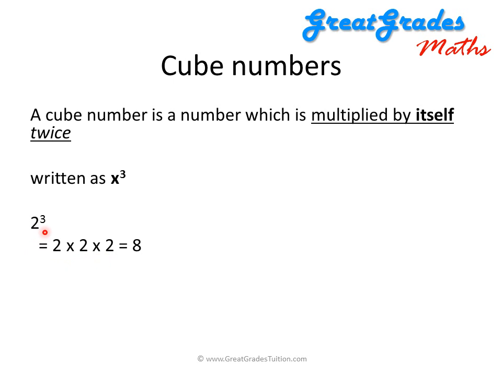So notice that the 3 in front of the 2, the cubed part, again tells us how many times the 2 appears in the calculation. So we have 2 times 2, which is 4, times 2 is 8. But how would we write out, for instance, 4 cubed? Well, again, that would be 4 times 4 times 4, which is 64.